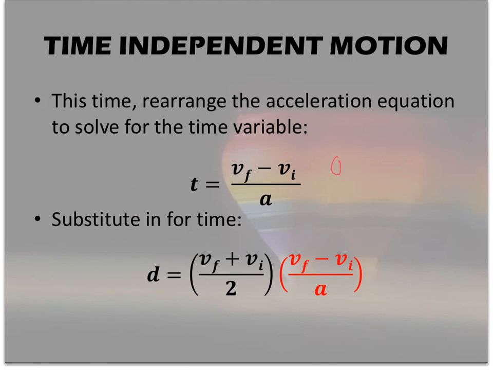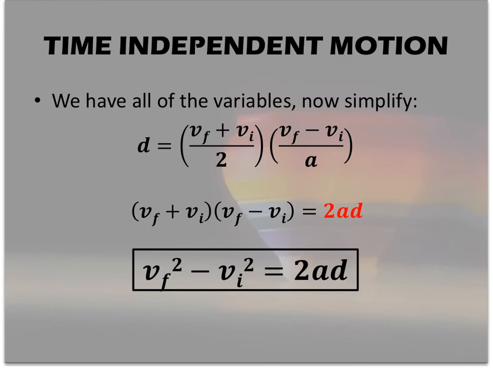And same thing as last time, my a equals v_f minus v_i over t formula. I'm going to rearrange it. I'm going to multiply both sides by time, and this time I'm going to divide both sides by acceleration. So it's basically swapping my time and acceleration variables here. So I've isolated my time variable, and I have my v_f, my v_i, and my acceleration. And I'm going to substitute that time variable in for where it was in the original equation. So now I have two fractions that I have to multiply together. Now I have all my variables.